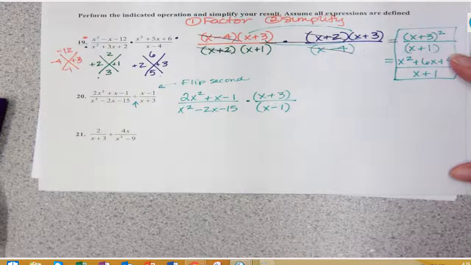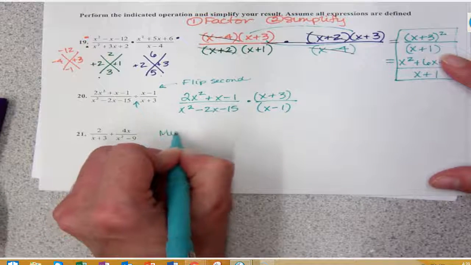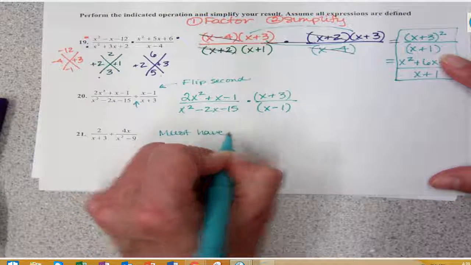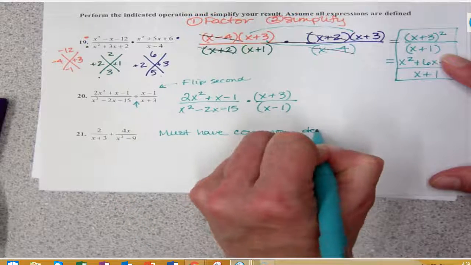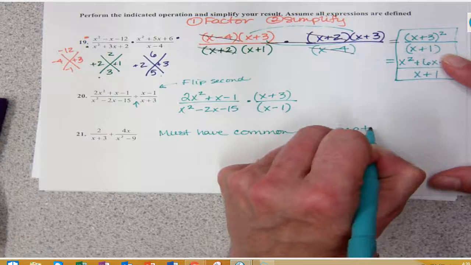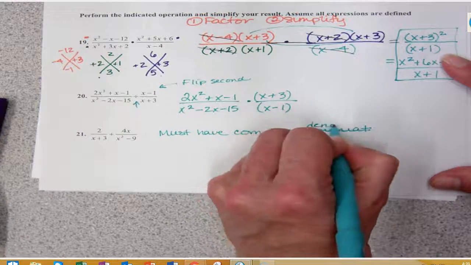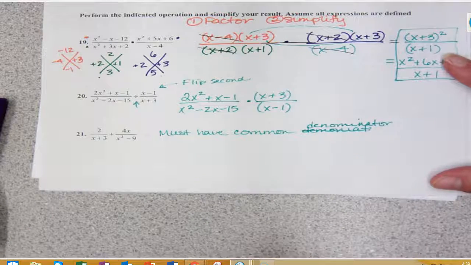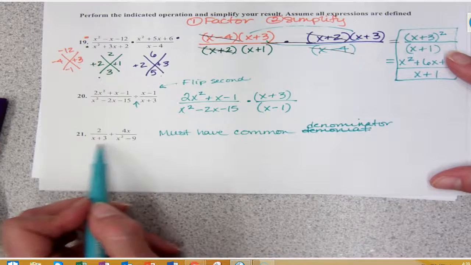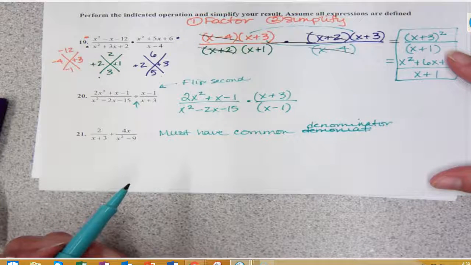All right. This one you're adding, so you must have a common denominator. Oh, I totally did not spell that right. Denominator. Which means that these need to be the same. So you need to make sure that those are the same, and if they're not the same, you need to figure out how to make them the same.